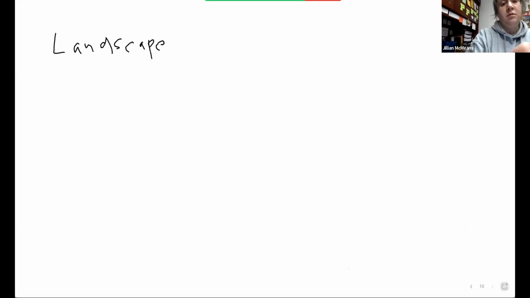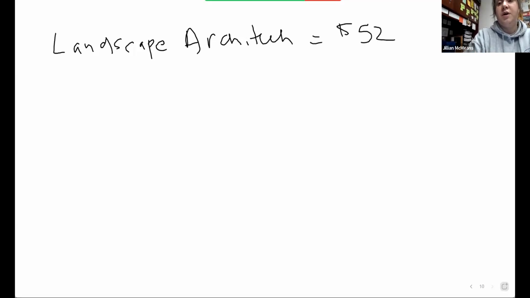Okay, so the last example, we have a landscape architect who works full-time making $52 per hour. So we have a landscape architect and they make $52 per hour. Again, apologies for the messy writing. Okay, I need a little bit of water. Hold on. Okay, so this landscape architect, they make $52 an hour.